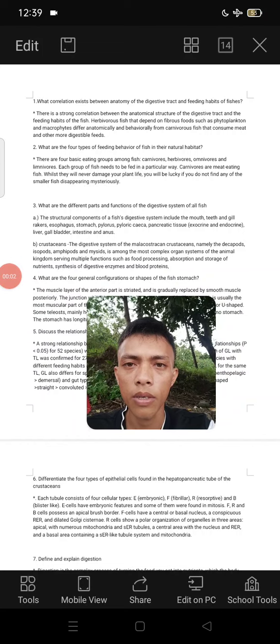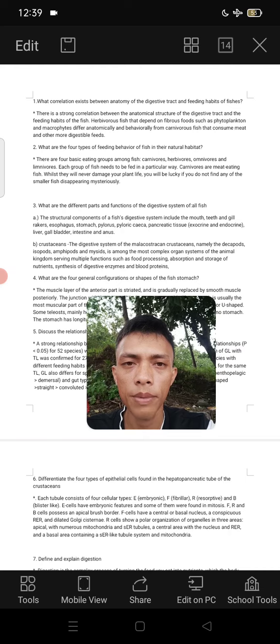Number 1. What correlation exists between the anatomy of the digestive tract and the feeding habits of fishes? There are strong correlations between the anatomical structures of the digestive tract and the feeding habits of fish. Herbivorous fish that depend on fibrous food such as phytoplankton and microphytes differ anatomically and behaviorally from carnivorous fish that consume meat and other more digestible feeds.